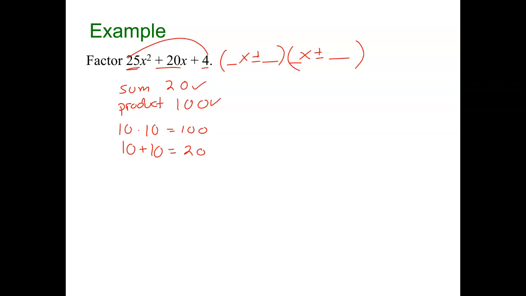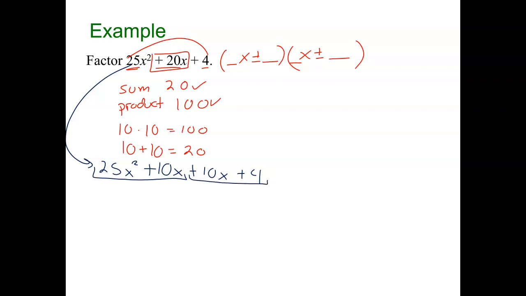But those aren't the numbers that are going in these blanks. Okay? What I'm going to do with this 10 and 10 is split the 20x into 2 terms, 10x and 10x. All right? So I'm going to rewrite my trinomial. My quadratic will be 25x squared plus 10x plus 10x plus 4. These are still identical. The only difference is 20x is now 2 terms instead of just 1. The important thing with that is it now allows us to factor by grouping. Now that I have 4 terms, I can factor by grouping.